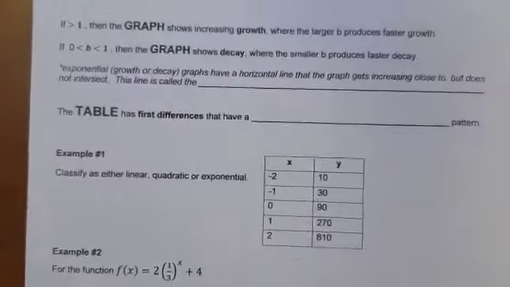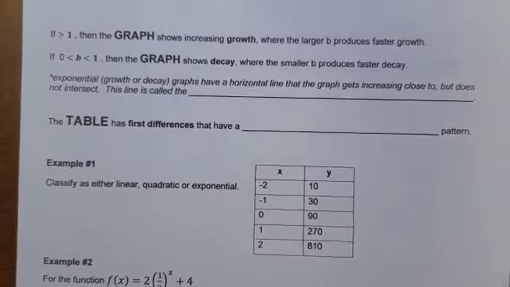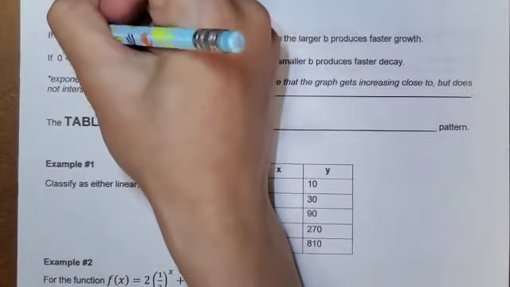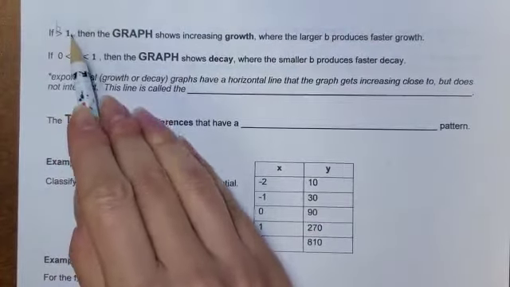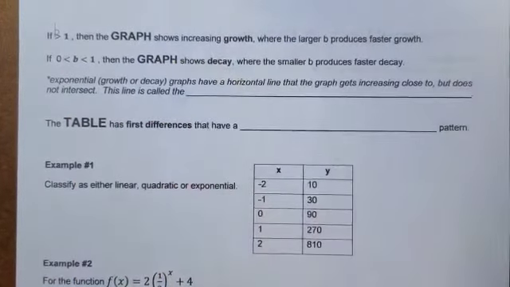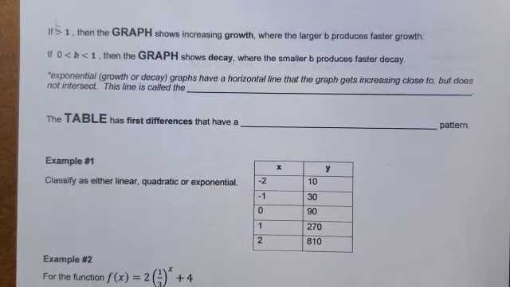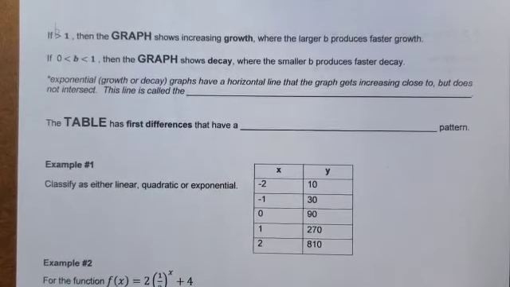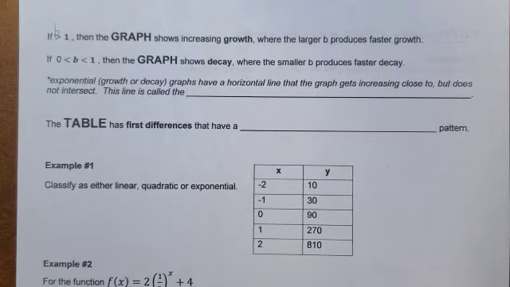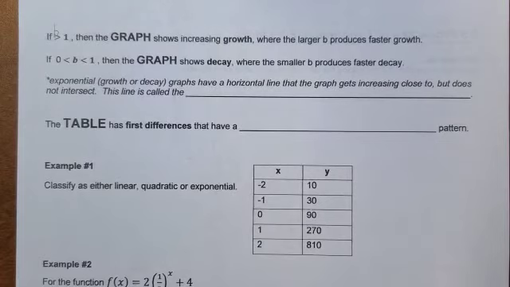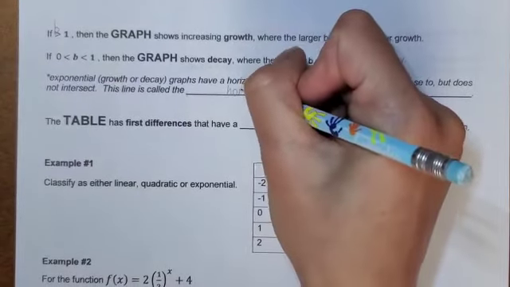We'll flip the page. We'll summarize some of the properties. So if b is greater than 1, then the graph shows increasing growth, where the larger b produces faster growth. If b is between 0 and 1, the graph shows a decay, where the smaller b produces faster decay. Exponential growth and decay graphs have a horizontal line that the graph gets increasingly close to but does not intersect, and this line is called the horizontal asymptote.